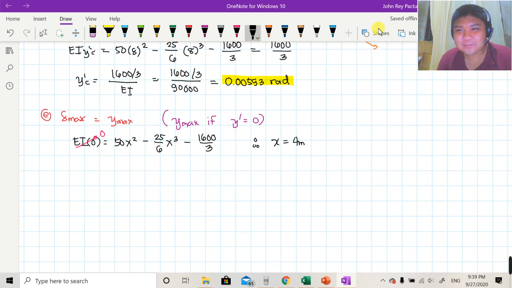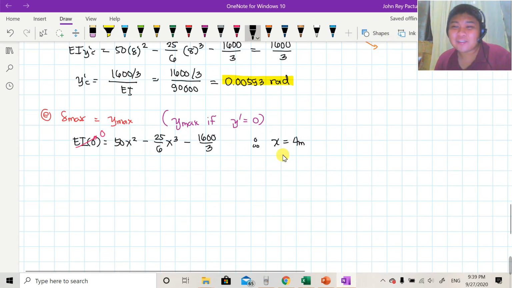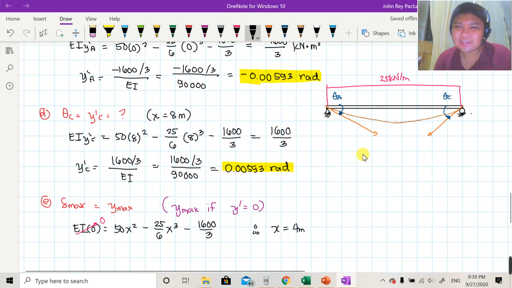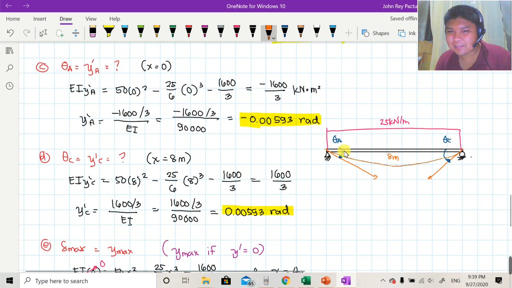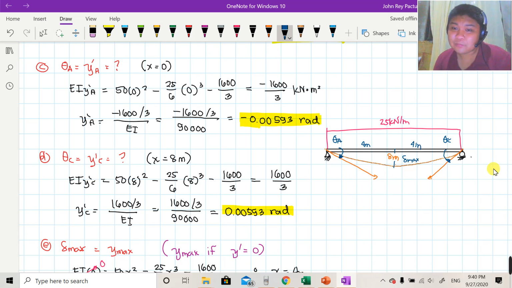Actually, bigyan ko kayo ng hint. Ina-expect ko na, class, na x equals 4 meter. Bakit? Kasi nga, property ulit yun, class, ng mga symmetric na structure. So take note, di ba, 8 meters to. Symmetrical yung loading. So bukod sa numerically, yung slope ay parehas, ina-expect ko, class, na yung deflection at maximum ay nasa midspan. So therefore, tig 4 meters. So nasa midspan ang maximum deflection niya.